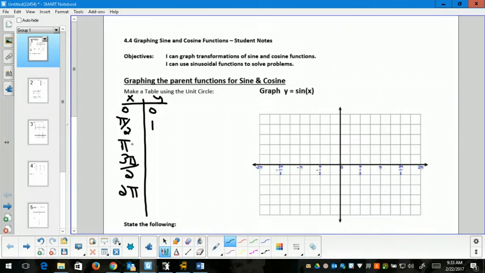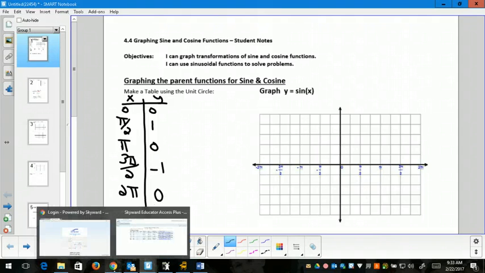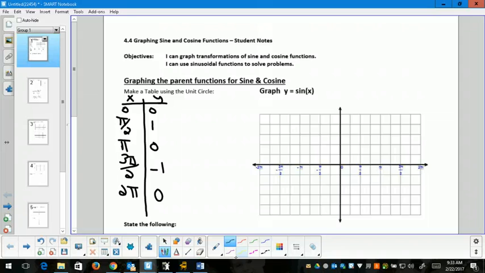At pi over 2, it's 1. Then back to 0, then down to negative 1, then back to 0. So the parent function for sine is sinusoidal, in that it has a wave that goes back and forth. It starts at 0. At pi over 2, it goes up to 1, I'll make this 1, and this negative 1. Goes up to 1, comes back down to 0 at pi radians, then down to negative 1 at 3 pi over 2, and back up to 0 at 2 pi.